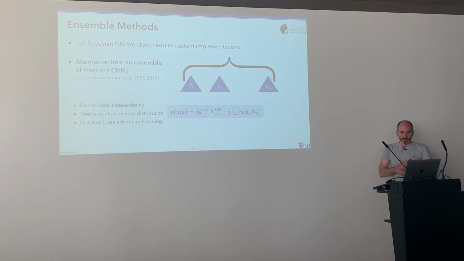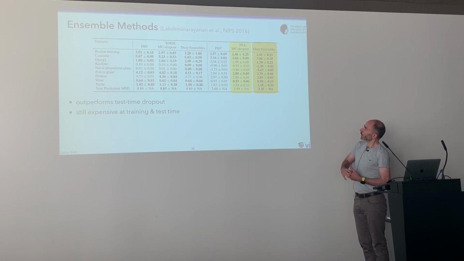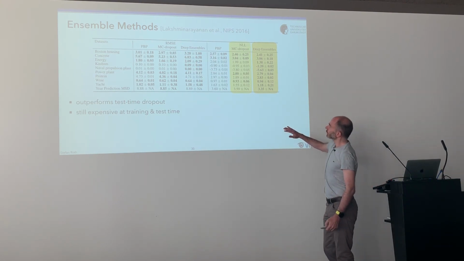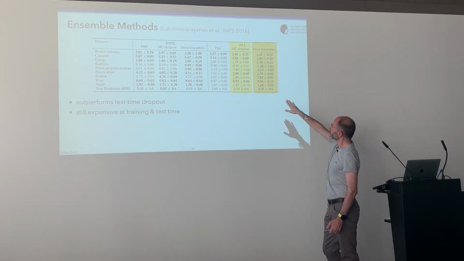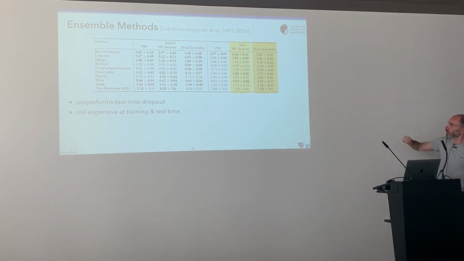Okay? So what's the benefit of that? The benefit is that it actually turns out to work quite well. So these are basically likelihoods, so negative log likelihoods. And so the deep ensembles on the right, they tend to be very good and better than this test time dropout, despite the fact that in this case, the ensemble only consisted of 5 network instantiations.